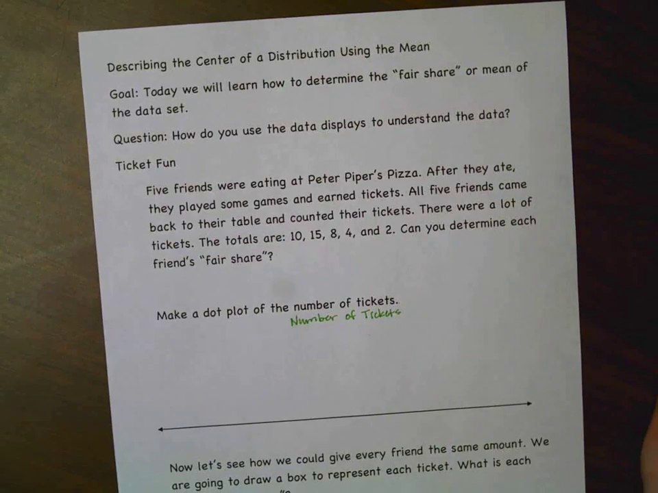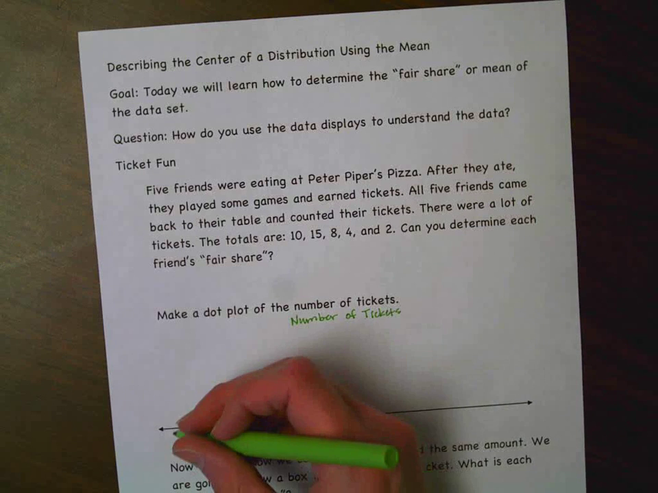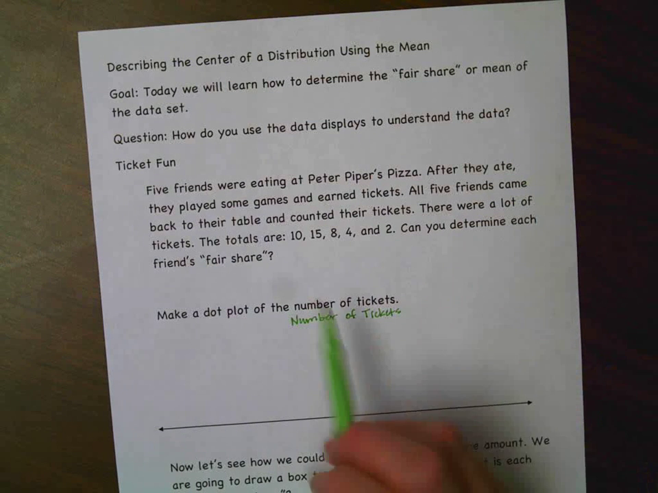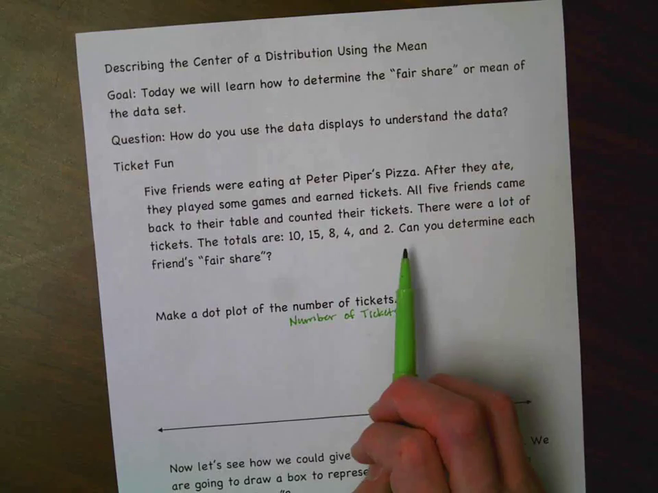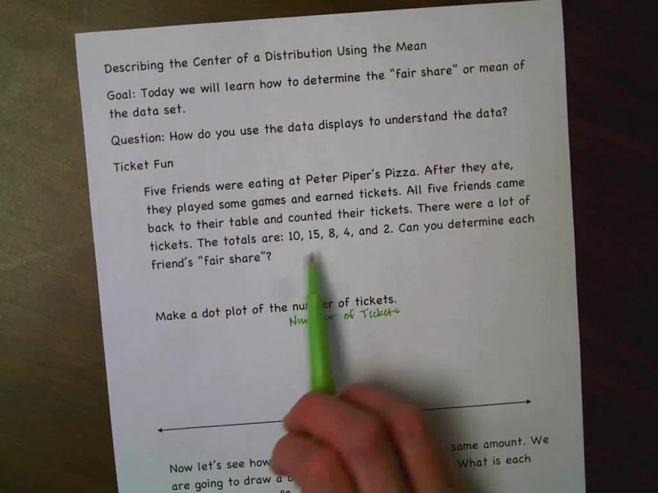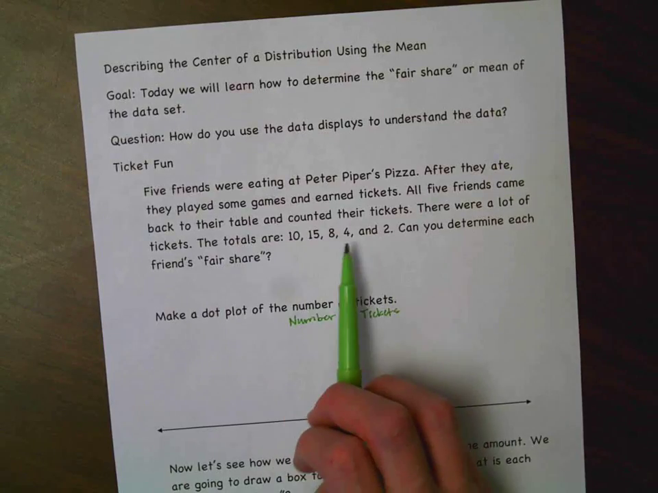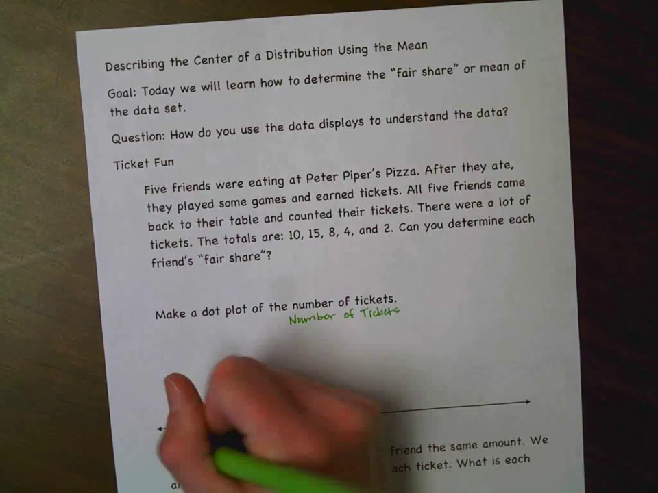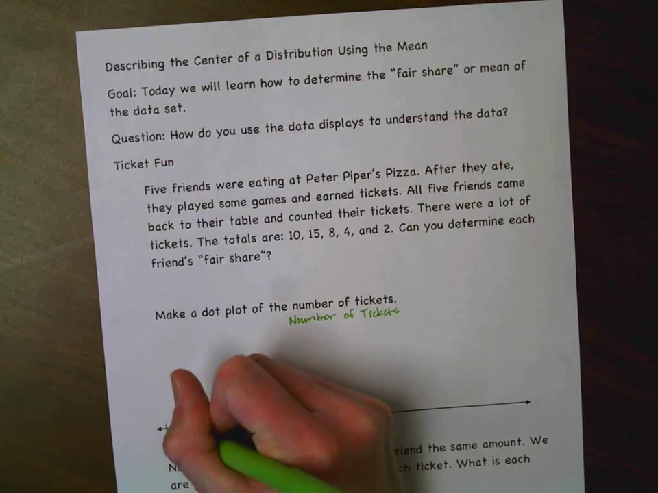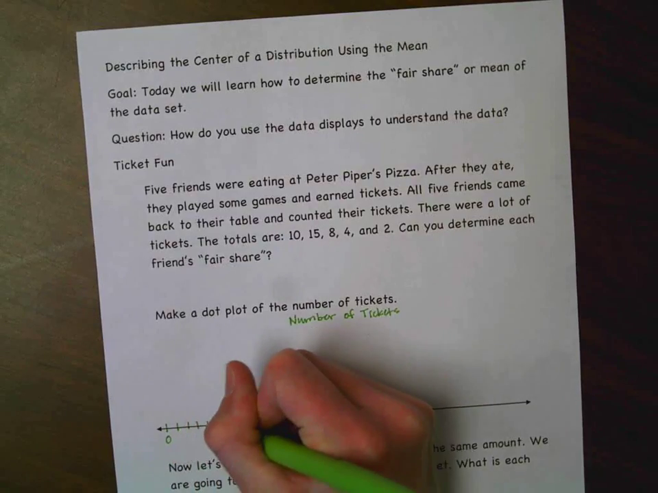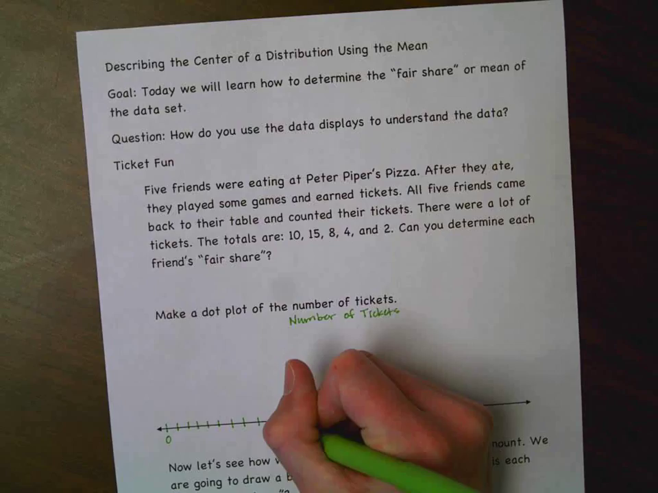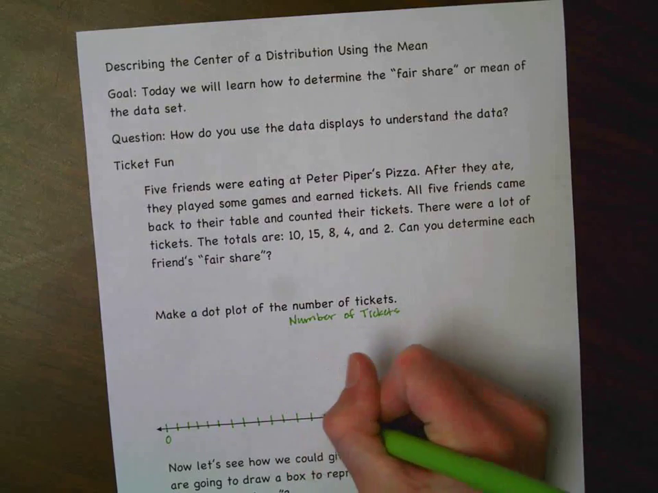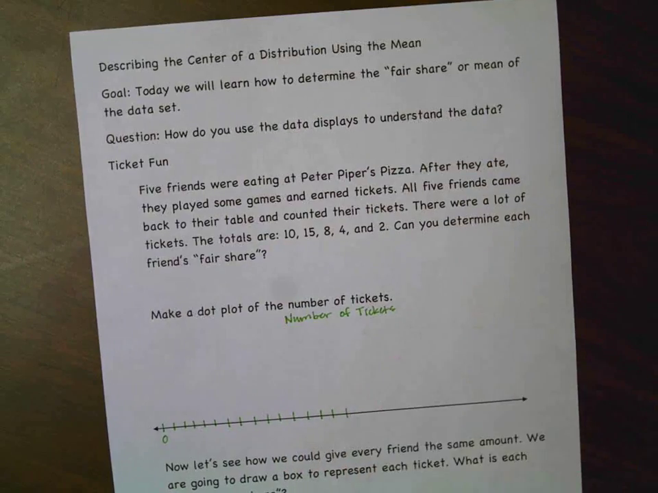All right, now the second thing that we need to do is figure out what would be a good numerical range to show these different sizes of tickets. Our lowest number is 2, our highest number is 15, we have 10, 8, and 4, and so as you can see, it's spread pretty far. So I'm thinking probably a good spread would be if we could do 0 to 15, okay? So I'm going to start right here, and I'm going to write 0, 1, 2, 3, 4, 5, 6, 7, 8, 9, 10, 11, 12, 13, 14, 15.